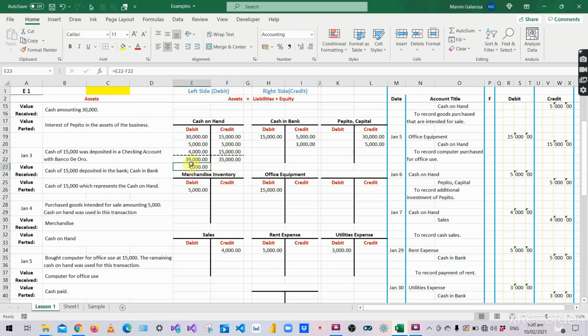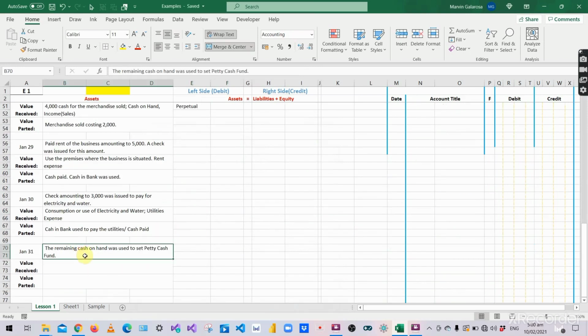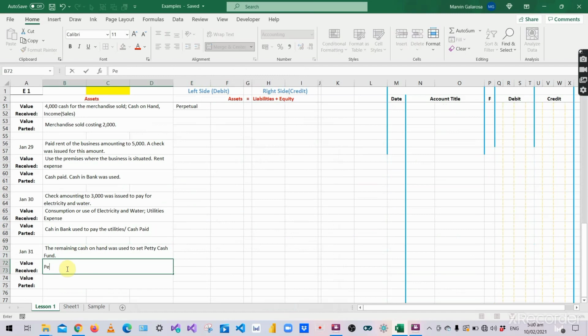So, alam na natin yung balance ng cash on hand. Balik na natin siya sa dati. Burahin ko na to. So, ang remaining cash on hand is 4,000 pesos. So, ano yung value received natin? Yung na-set up na petty cash fund with balance of 4,000 pesos.